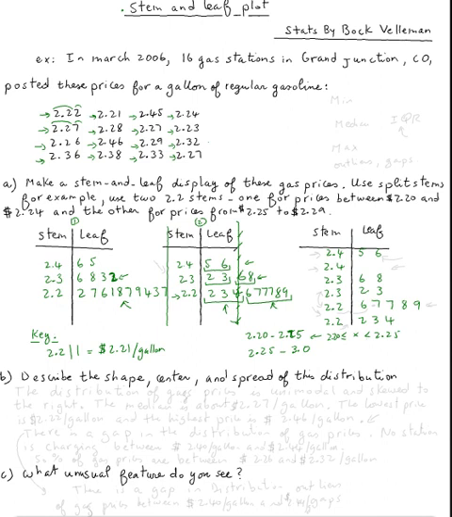Alright. Now let's describe the shape. Remember the shape? We need to talk about unimodal, bimodal, and all that mode stuff. So here you can tell there's one mode right there. So the distribution of gas prices is unimodal.